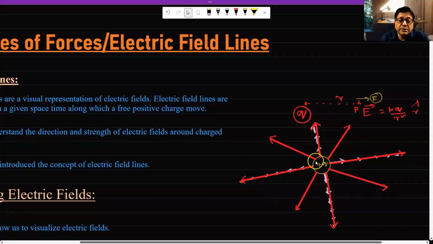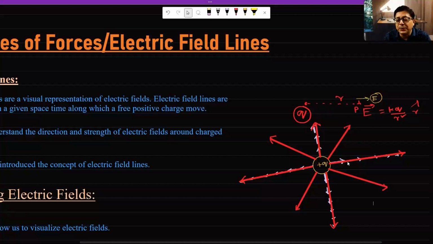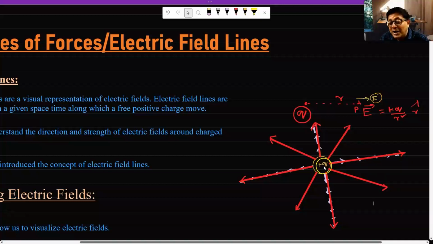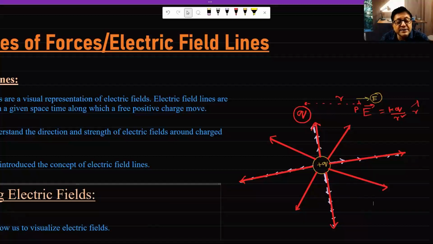So these are field lines due to a plus Q charge, along which a positive charge can move if it is free to do so. If you just attach it over there using glue, that positive charge will not move. But if it is free to do so, it will follow the direction of electric field lines.